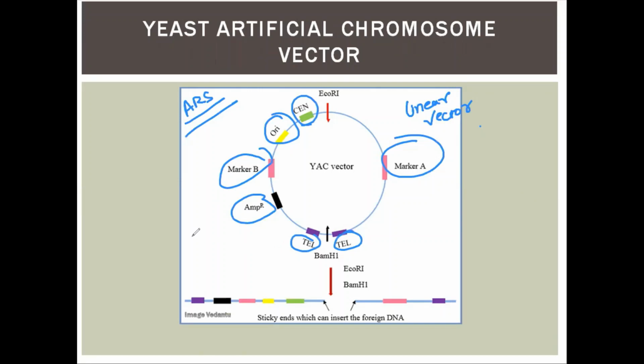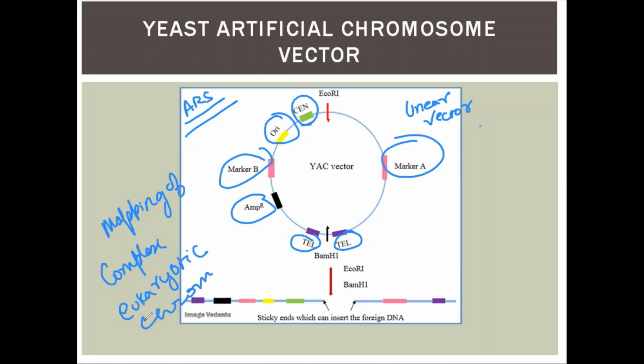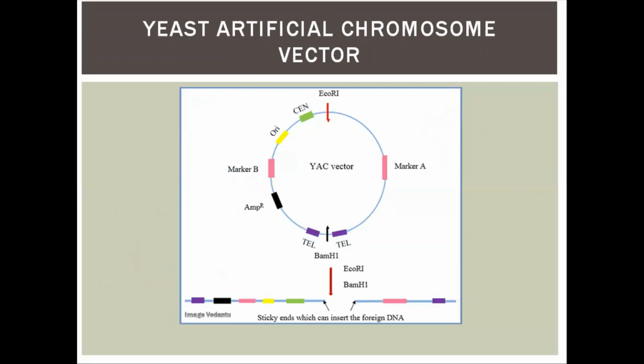Now, the important sequences from E. coli are used here for selection and propagation in E. coli. This yeast artificial chromosome vector is used to clone very large DNA segments, and the main motive is the mapping of complex eukaryotic chromosomes. I think this was the easiest one, but it is the most important artificial chromosome vector and it is highly used. So this was all about it.